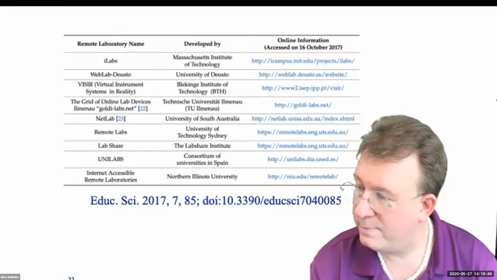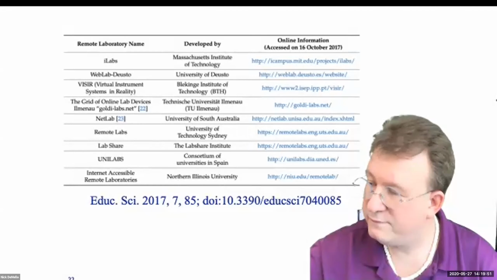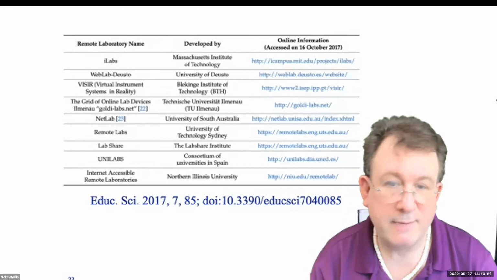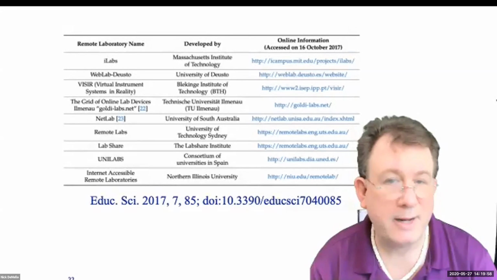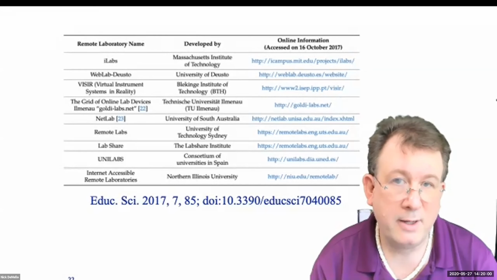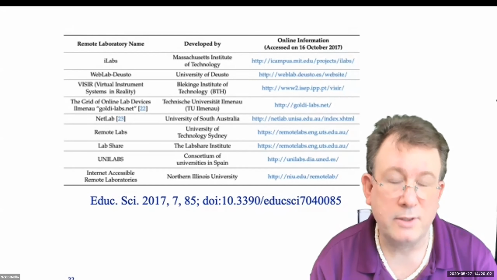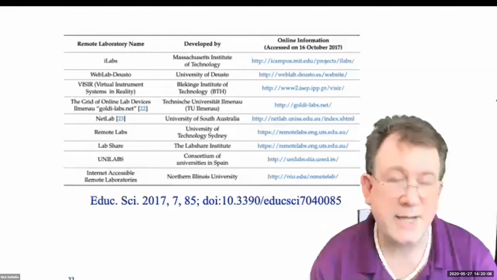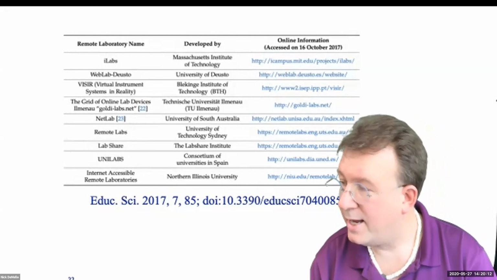I do. These are various URLs. The big one was iLabs, and they had a lot of stuff going on. However, they shut down about a year ago. There are other ones going on. This is still very new. You kind of got to knock on doors and make things work. But there are 8 institutions that are offering this.